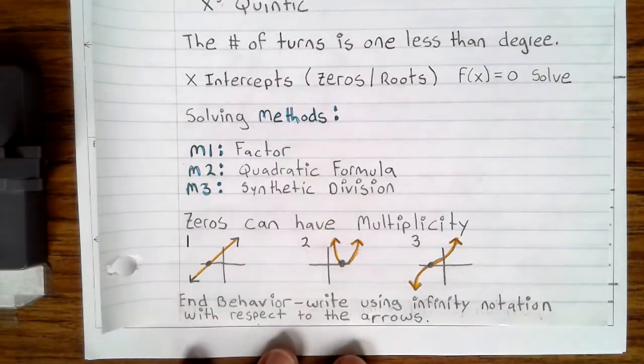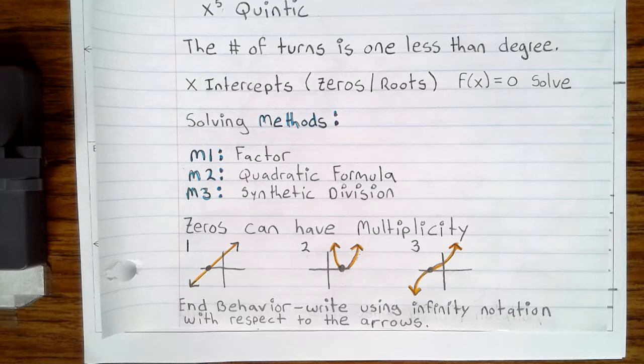Now, the number of turns is 1 less than the degree. To find the x-intercept, zeros or roots, you set f of x equal to 0 and solve. The solving methods are method 1, factor; method 2, quadratic formula; method 3, synthetic division.